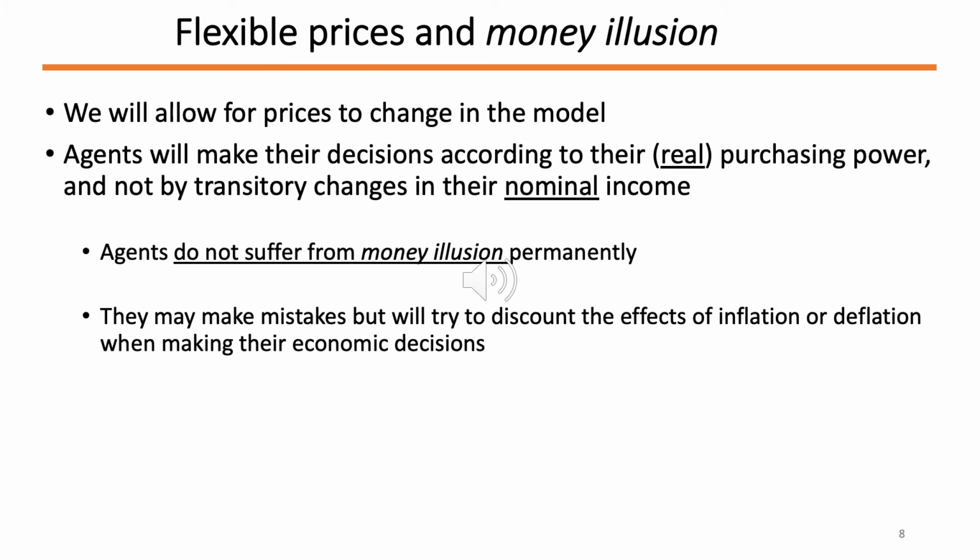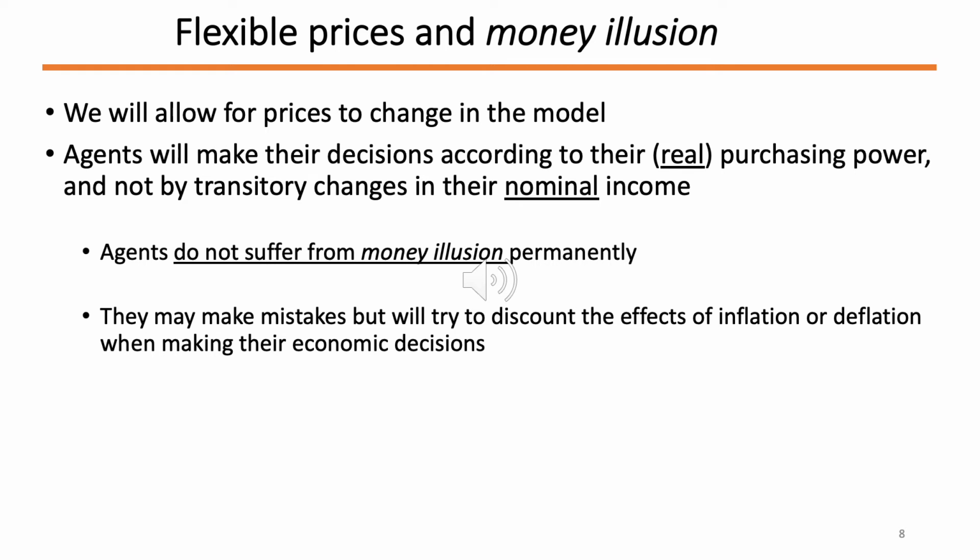The first thing we're going to do is to explain the basic ISLM model, but with flexible prices. So with no money illusion at all. We will allow now for prices to change. So we can have either inflation in the economy or deflation, and we should be able to incorporate those phenomena into the model.